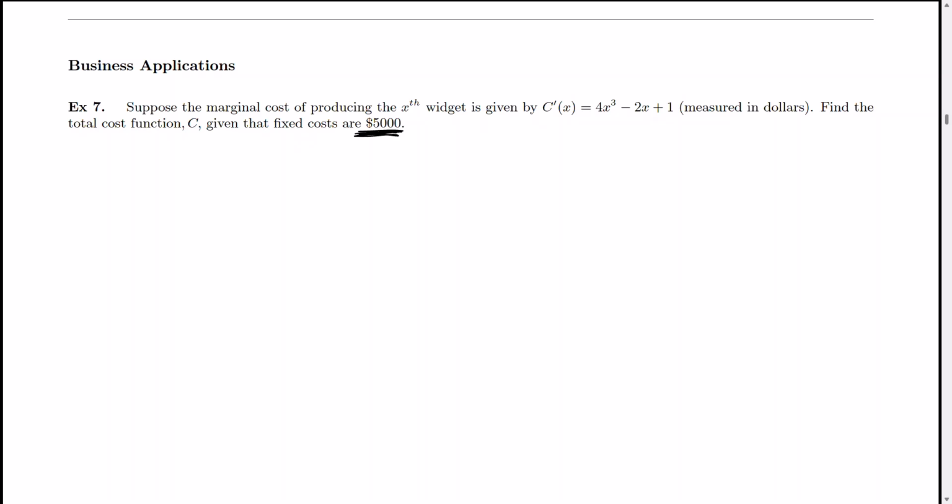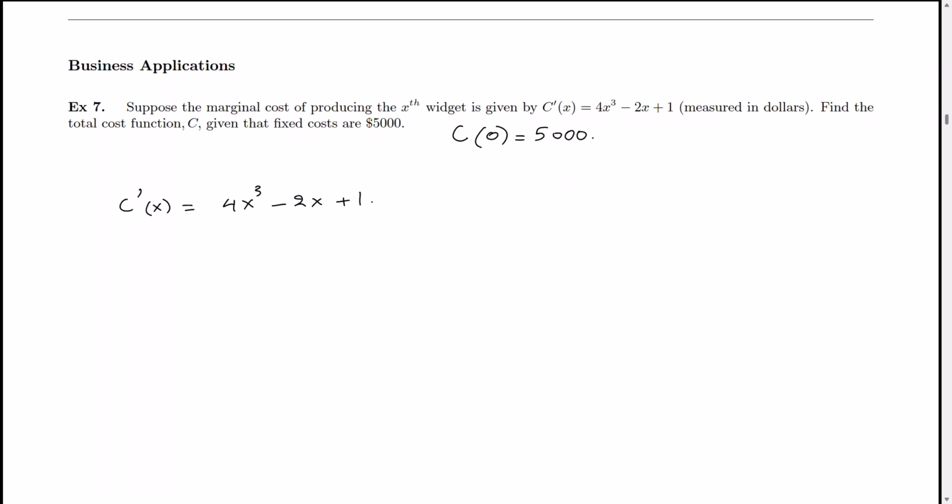Maybe this is to rent the place or to rent the facility where you're making the widgets or whatever. So this is basically telling me that the cost of 0 units is still going to be $5,000. So I have to pay that $5,000 no matter what I'm doing with my business. Whether I'm making a ton of them or not, I still have to pay that. So anyway, we are given c prime of x, so let's go ahead and write it down, which is 4x cubed minus 2x plus 1, and we want to know what c is.